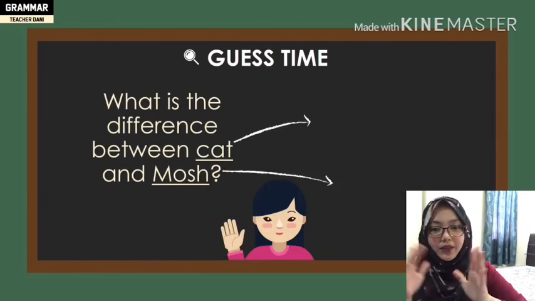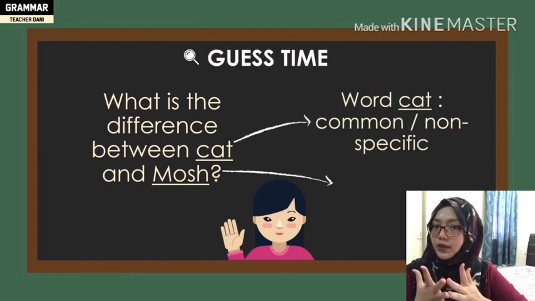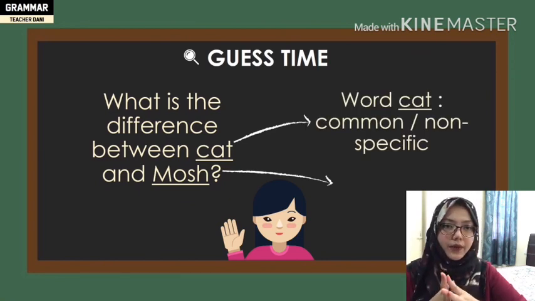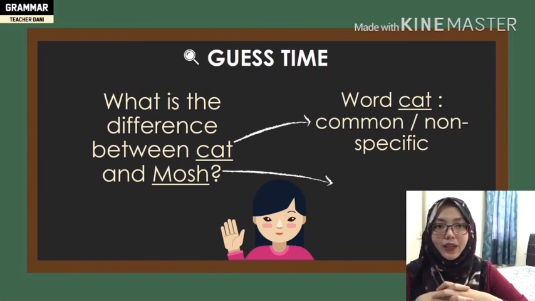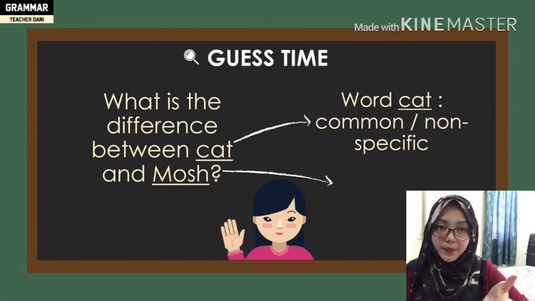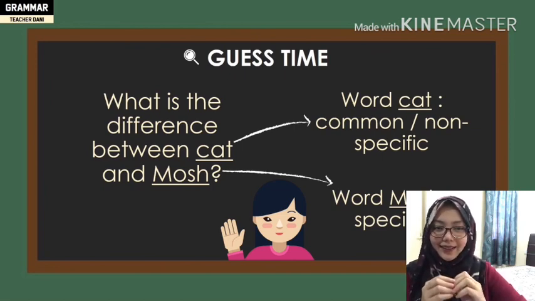Okay, we're going to look at the differences between cat and Mosh. The word cat is actually common and it's non-specific. Why am I saying that? Because if you go outside and you see a cat, you don't know what its name is. So it's non-specific. It's just cat. But using the example given before, the word Mosh is actually specific. So if you see a cat and the name is Mosh, most probably it's my cat.